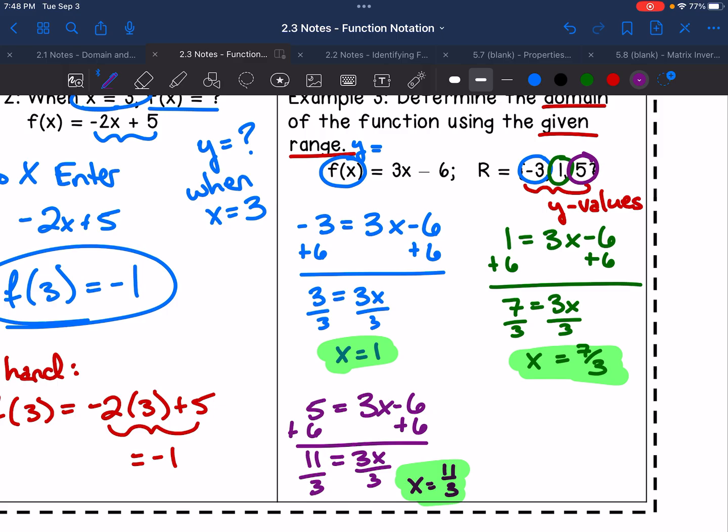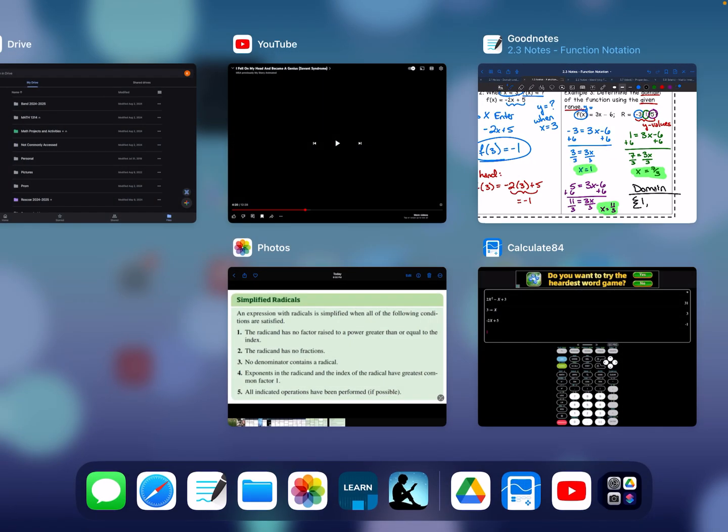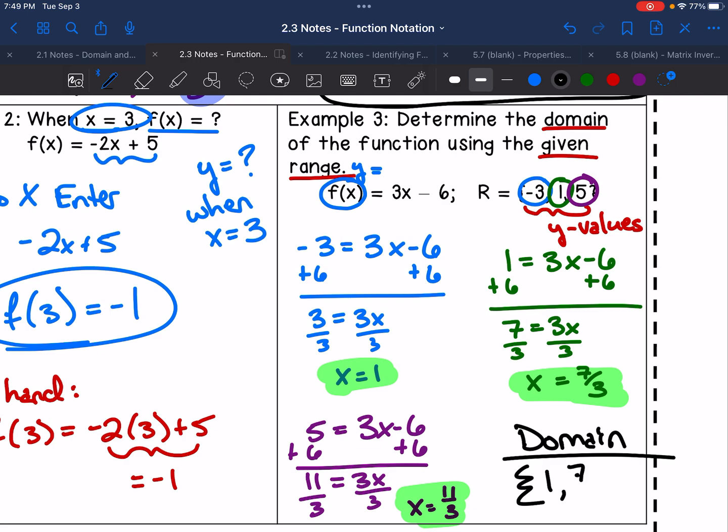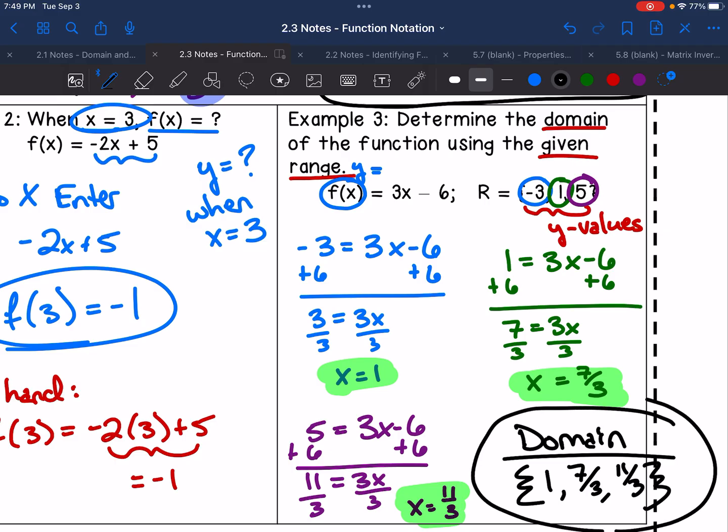All right, so it said to determine the domain. So to write my answer, my domain, using my squiggly brackets, I'm going from smallest to largest. Smallest value I have is a 1. If you weren't sure, you can change your fractions to decimals. So let's look. We've got 7/3 is one of ours, so that's about 2.3. And then the other one was 11/3, so that's 3.6. So I can see 2.3 is smaller, so 7/3 is going to come next. So 7/3, and then 11/3. Okay. All right, and then that is my domain.